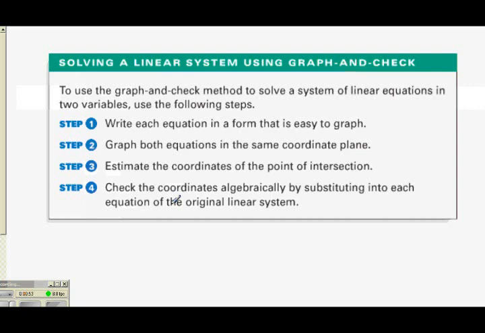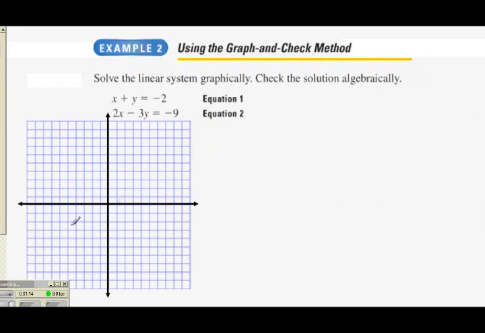Step 3 is estimating exactly where they intersect and pulling out a point or an address, or more correctly, an ordered pair. That ordered pair, again, is going to be the solution. Step 4 is just plug the ordered pair back into the 2 equations and make sure they check out. And that's it. So let's take a look at a problem that we did in class.